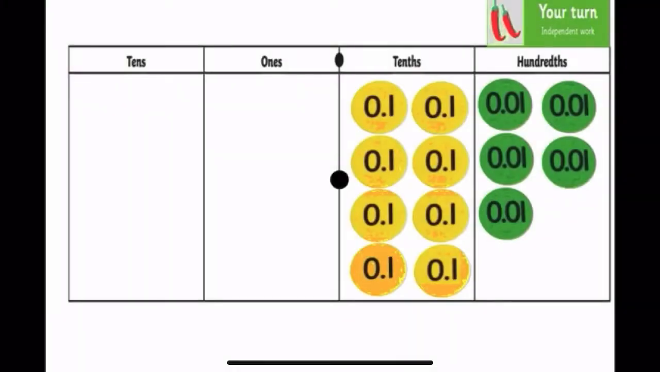So pause the video and have a go at this your turn activity. You'll notice there isn't a fraction written at the bottom of the screen this time, so see if you can look carefully at your place value grid to work out the value of this decimal and see if you can write it. And I'll join you in a moment to check your answer.